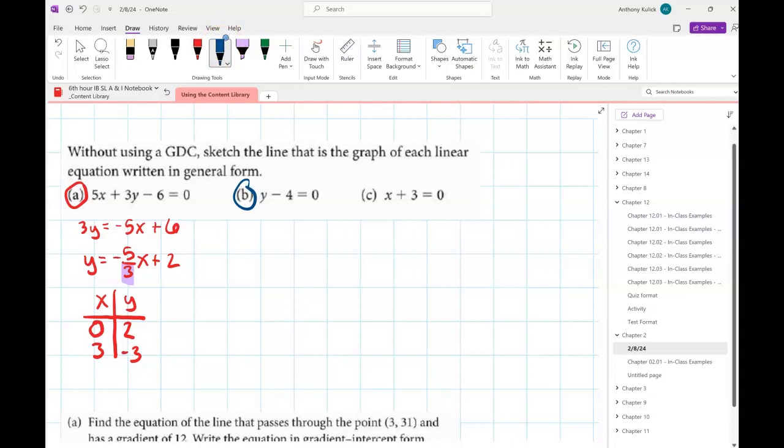How about this one? What should I do first for B? Okay, so get y by itself again. What do you notice that's weird about this one? There's no x in it. What does that mean? It's a horizontal line. That means no matter what x you pick, the y is just always got to be 4.